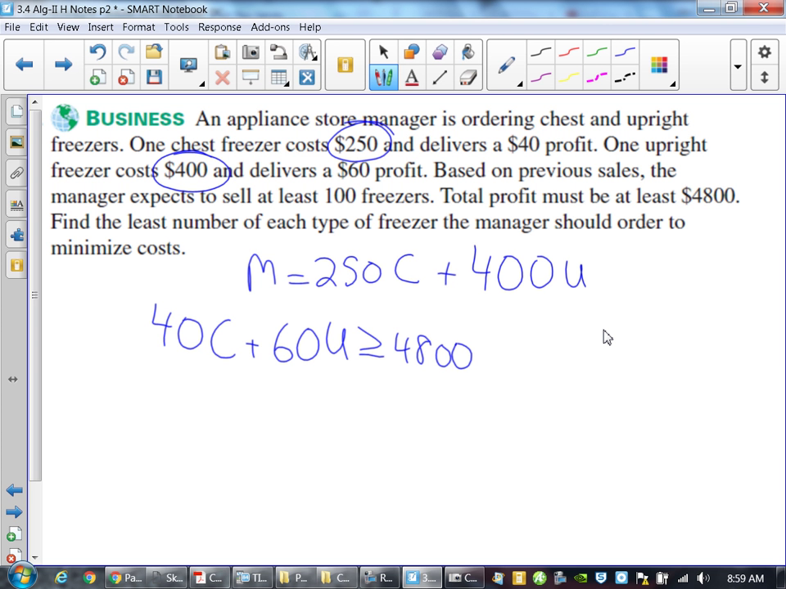The last one also says that they expect to sell at least 100 freezers. It doesn't say what type of freezers, but some sort of combination of chest freezers and upright freezers must be at least 100. So C plus U is greater than or equal to 100. Perfect. And then what's my last one to put in here? Careful. Can I have negative freezers? No. It's the first block of stuff.